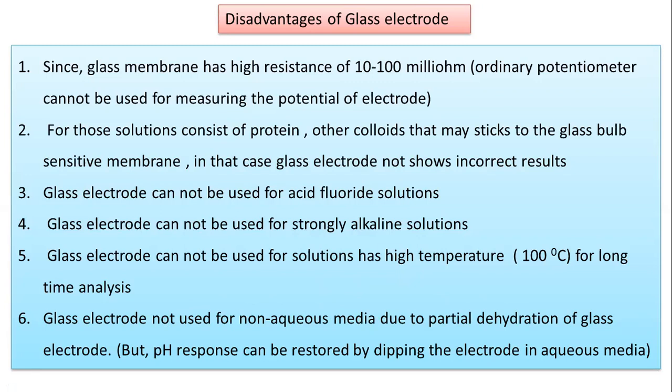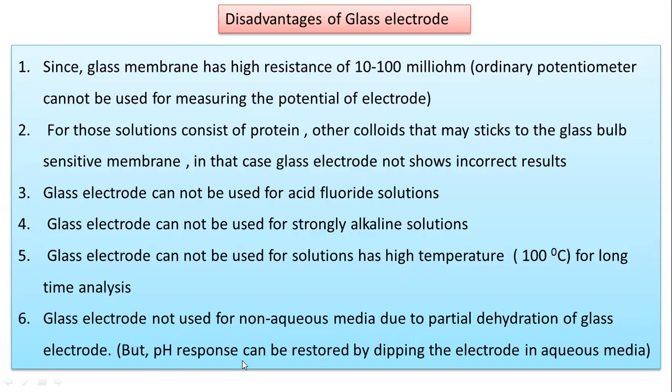Then the glass electrode is not used for non-aqueous media due to partial dehydration of the glass electrode, particularly whenever there is a non-aqueous media. If the solution does not contain water, and instead contains another solvent like alcohol or other solvents, there may be dehydration of the glass electrode, and because of dehydration, it may not show the accurate pH reading for those solutions which are non-aqueous in nature.